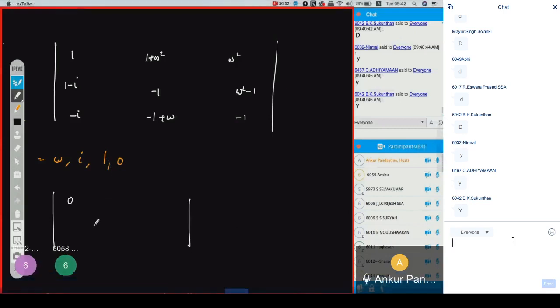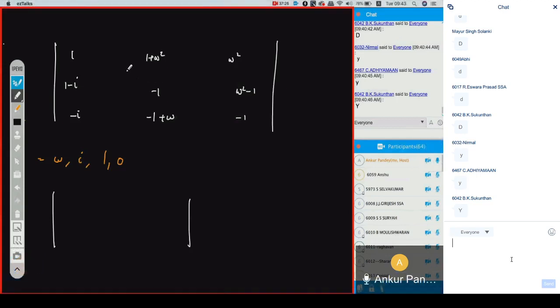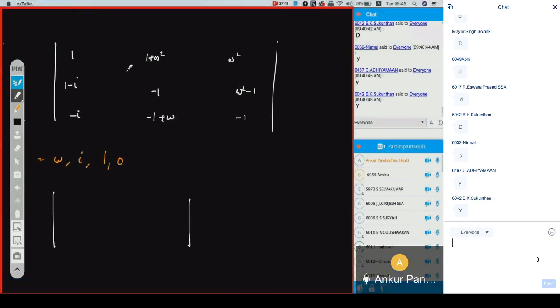Guys, 1 plus omega square can be written as minus omega. Omega square, let it be omega square only. So when I subtract, can I add? Is there any benefit in adding? There is a benefit. Good, got it. The answer is zero.